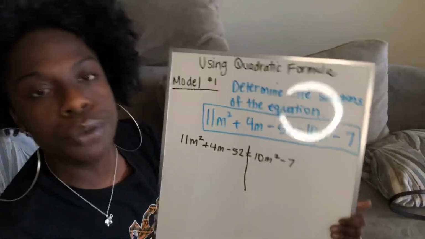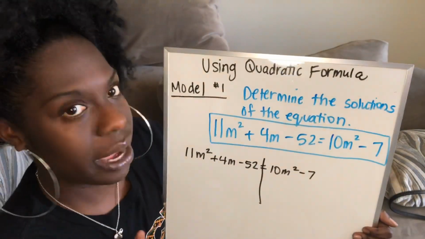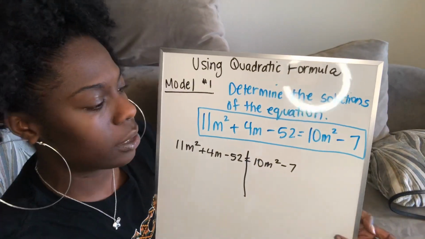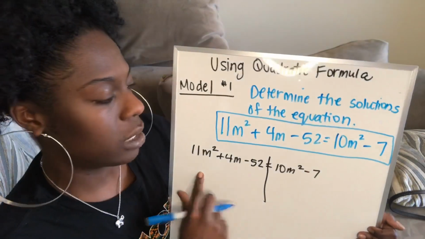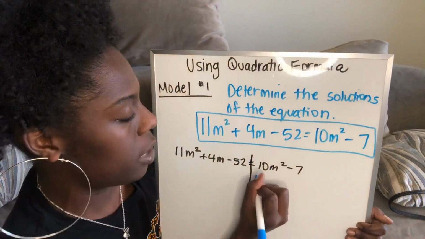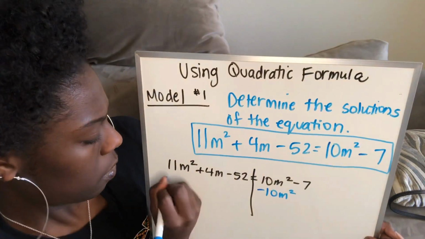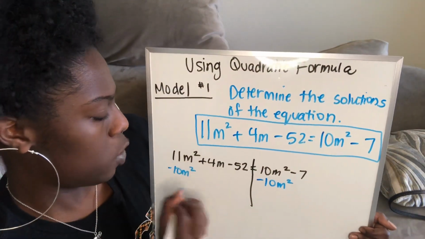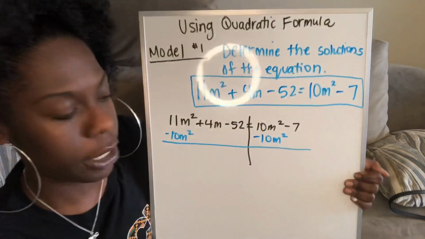Just make sure that you're able to read it correctly. So we do the inverse when we're solving to move to one side. We have 10m squared, and we need to get to the opposite side. So the opposite of positive 10m squared is to subtract 10m squared. Okay? Boom. I'm going to draw my line to show that I'm about to do a math operation.